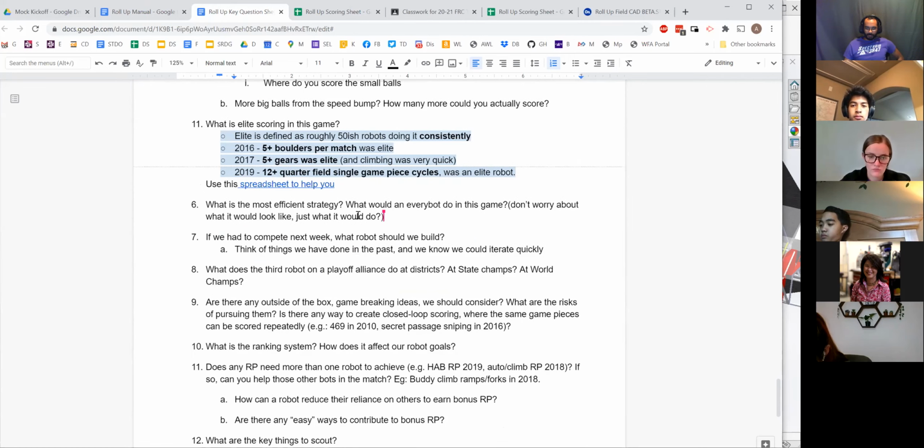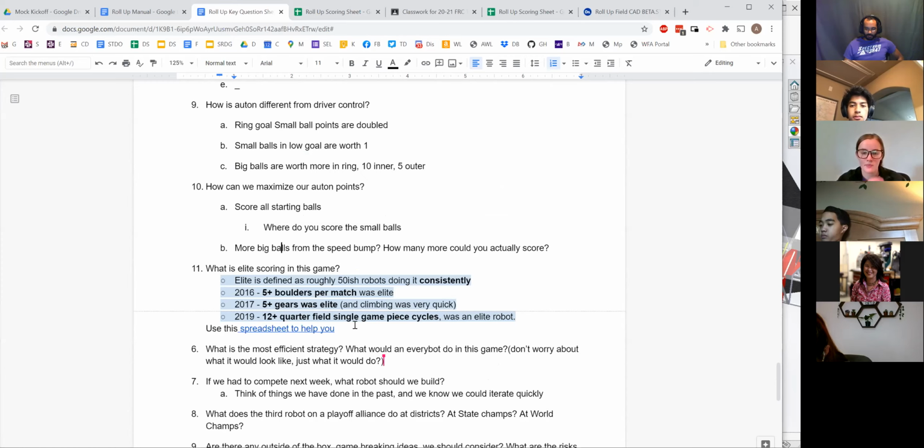Okay, so here's where we start getting into more robot-specific things. We shouldn't be talking about exactly what wheels we're using yet or anything like that. We don't need those kinds of details. But more, what are the efficient strategies? If we were building an everybot, how would they play the game? What uses the least amount of thought resources, skill resources, and material resources to score the most points?